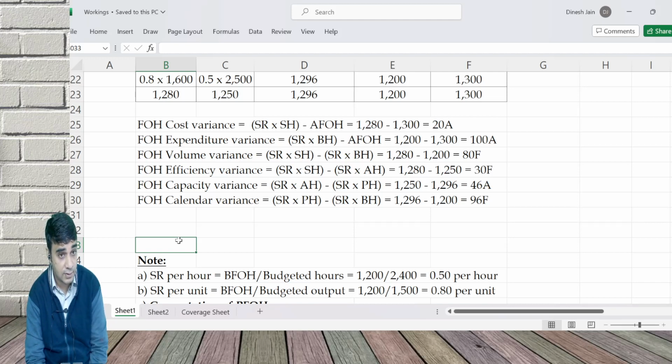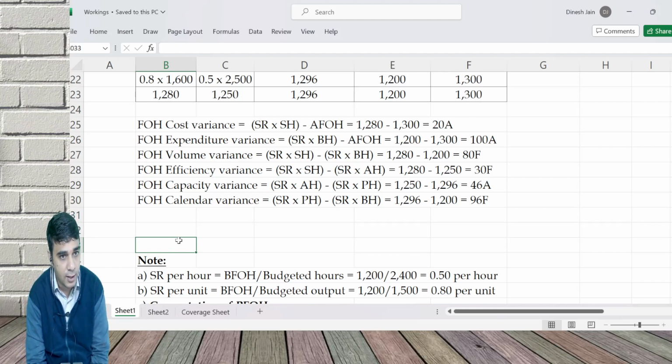Efficiency variance? SH and AH. Now tell me, what's the confusion? What is the formula for efficiency in labor? Standard time and actual time. So comparing standard time and actual time is efficiency variance. If you are less efficient, you will produce fewer units. If you produce fewer units, volume variance will be impacted. So it is a sub-component of volume variance.